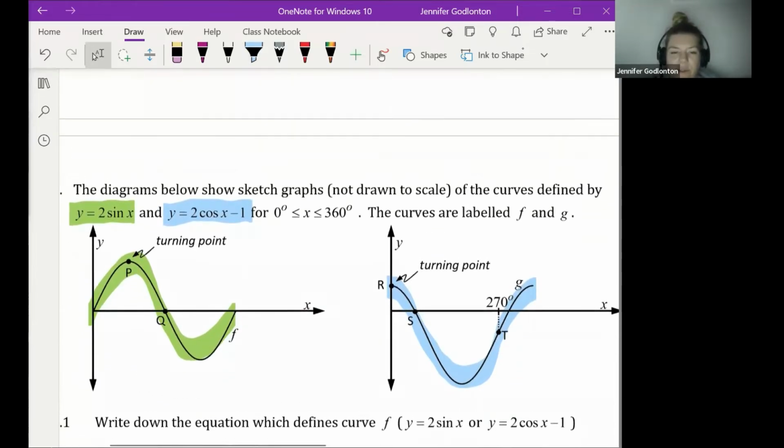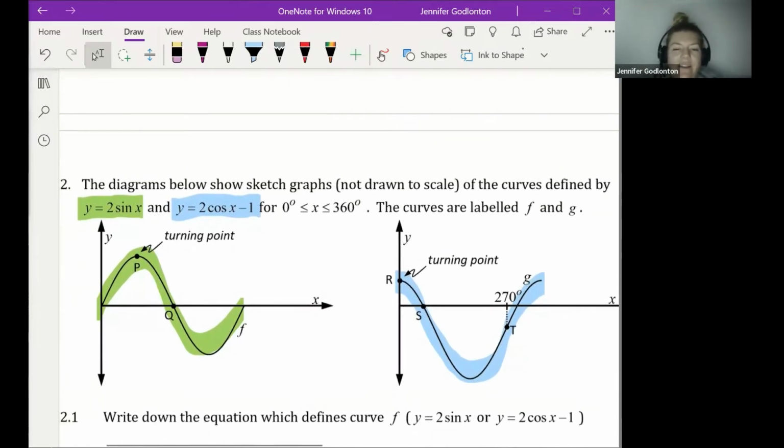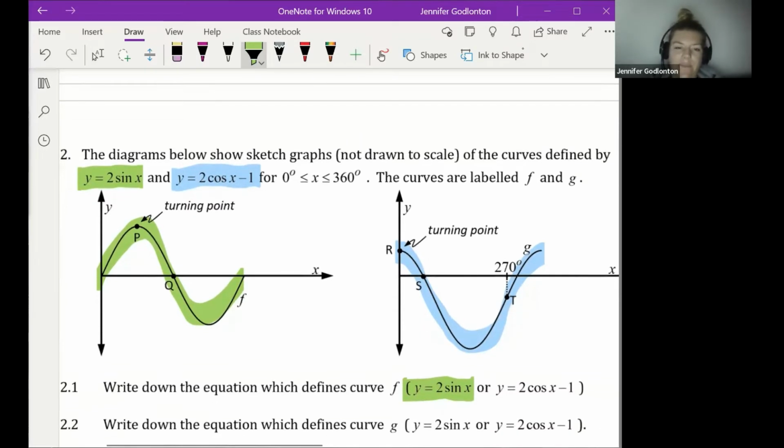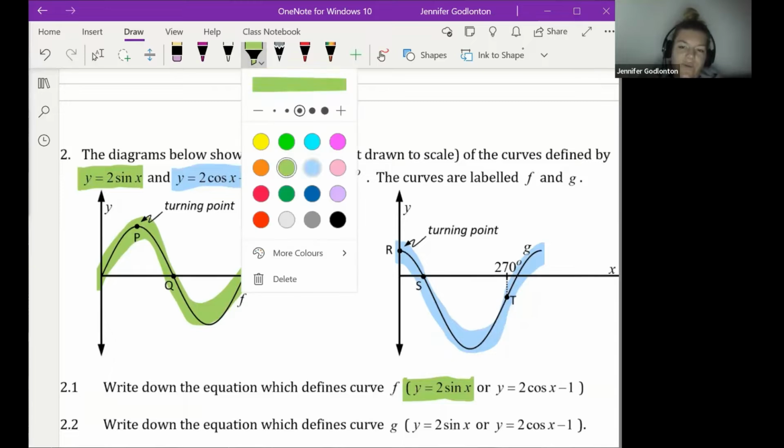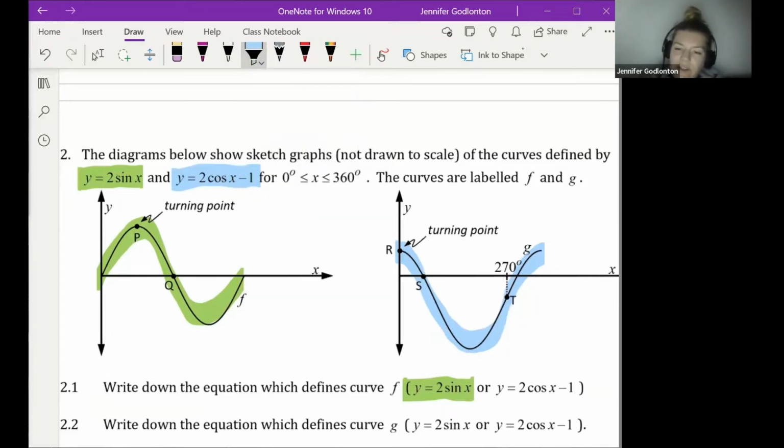Now let's go through these questions. First question, write down the equation which defines F. So we already know that F, that's our green graph, is our sine graph. We've already established that. Write down the equation for G. We've also established that is our cos graph. So that is just answering what we already knew, and we knew that because of looking at where these graphs started. Marks in the bag, everybody, for free.